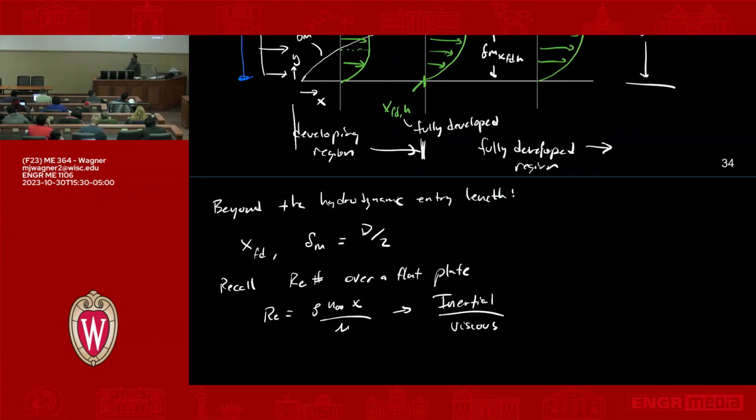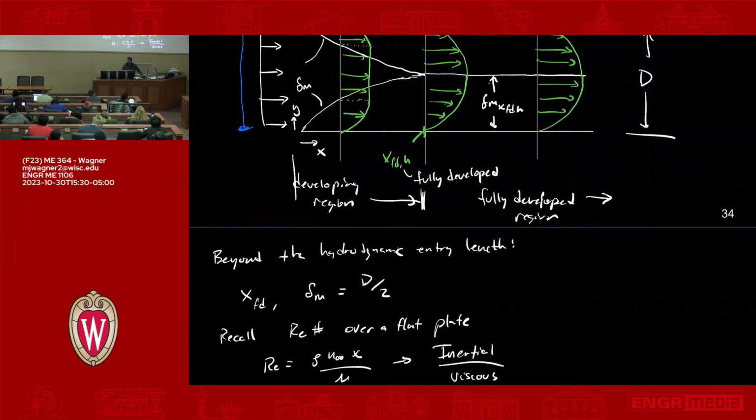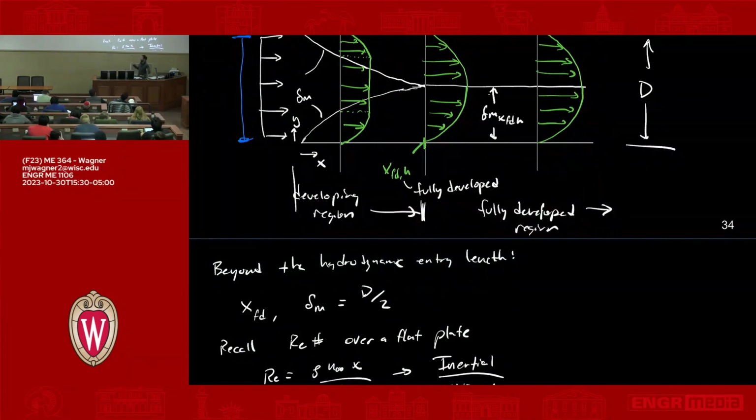In this model, I just said that beyond XFD, things are fully developed. They stop changing. So the velocity profile stops changing, the shear stress profile stops changing, the shear stress itself stops changing. So how could I model this Reynolds number in terms of something that's changing, x, when nothing else is changing? The Reynolds number as a measure of inertial over viscous stops being a good representation.